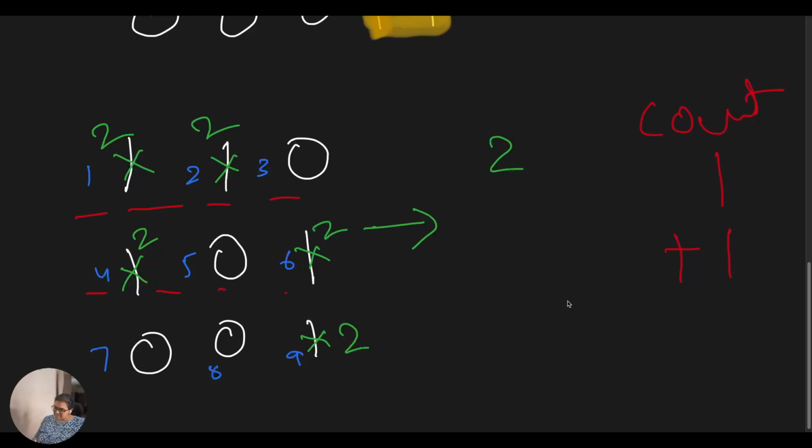Now, is there any 1 left in the matrix? No, there is nothing left. We have visited every one of them. So that means our count here is 1 plus 1, which is 2.